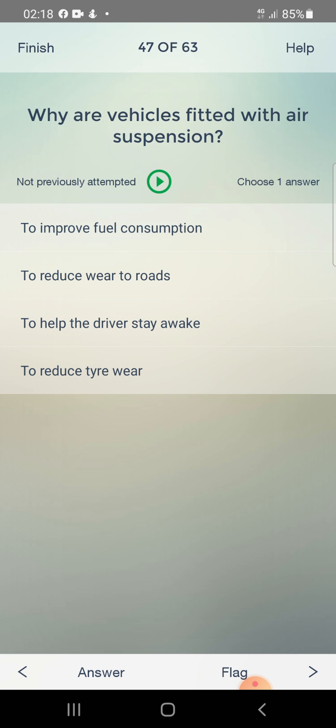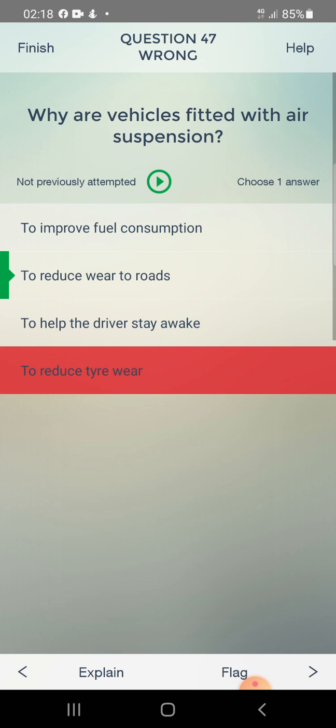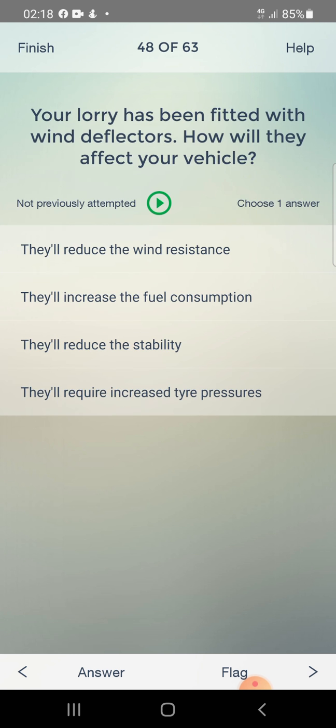Why are vehicles fitted with air suspension? To improve fuel consumption, to reduce weight to road, to help the driver stay awake, to reduce tire wear, to roads. Okay.